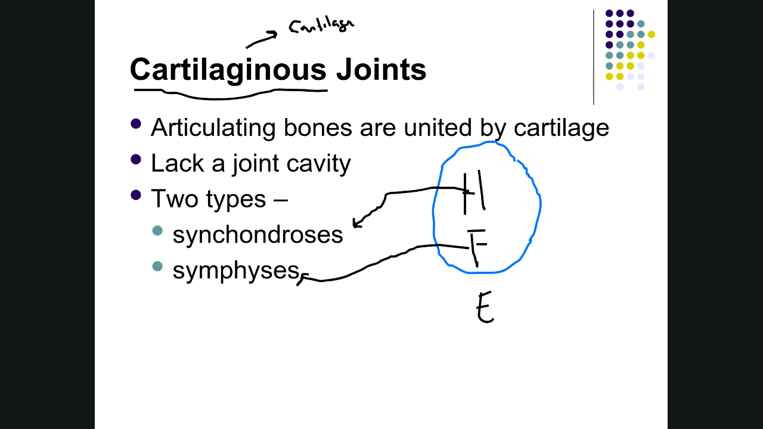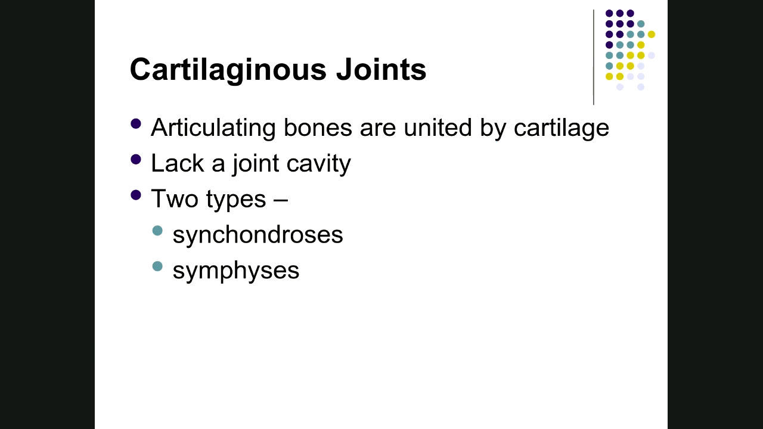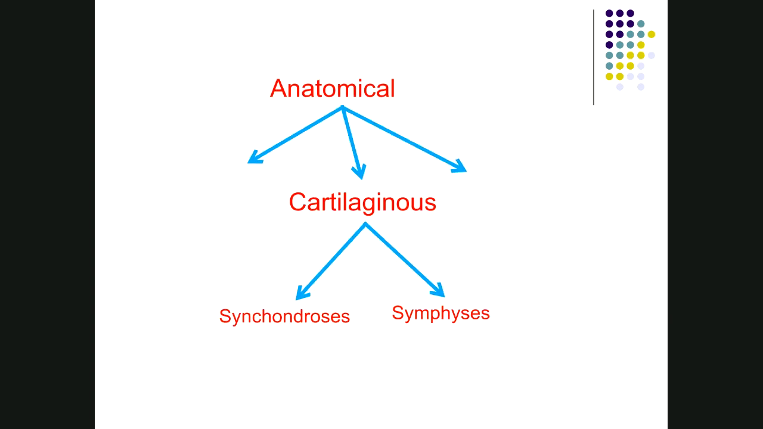There's synchondroses. Remember, chondro means cartilage. And symphyses. So synchondroses, again, hyaline cartilage. So if it's hyaline, it has to be a synchondrosis. Symphysis is fibrous cartilage. So fibrous cartilage, remember, looks different, acts different than hyaline, and so these two types of joints are going to be different from each other as well.